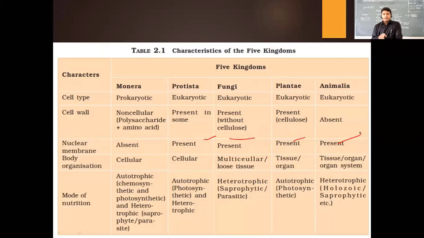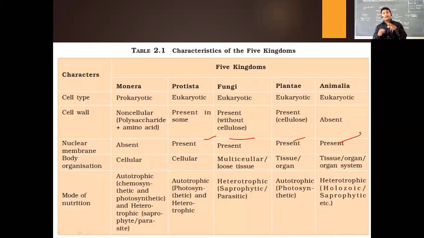And mode of nutrition. Monera is going to be autotrophic. They are going to be chemosynthetic autotrophs or photosynthetic autotrophs. What are these? I'll tell you that in a minute. And you're going to have the heterotrophs. In that you're going to have the saprophytes or parasitic mode of nutrition. Again, ideally you should have learned this in class 10. If not, I will just tell you that. In case of Protista, it is going to be autotrophic, fungi is going to be heterotrophic, Plantae is going to be autotrophic, and Animalia is going to be heterotrophic. That is going to be holozoic or saprophytic mode of nutrition.